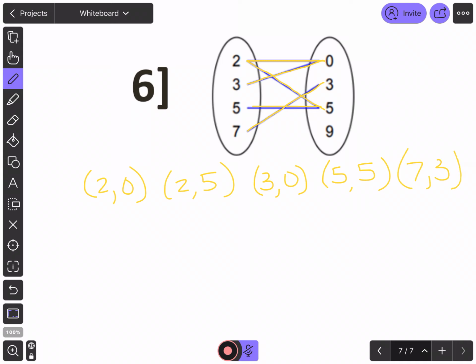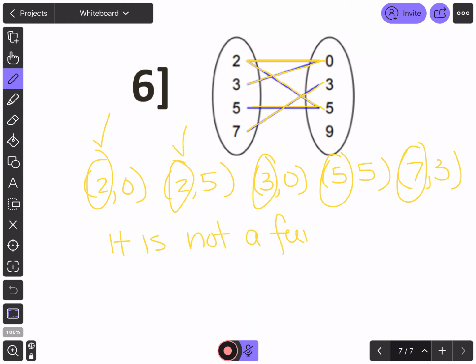Look at your x values. Do any of your x values repeat? If your x values do not repeat, it is a function. If they do repeat, it is not a function. As you can see here, we have an x value that does repeat, the 2's. Because these 2's repeat, it is not a function. The x values repeat.